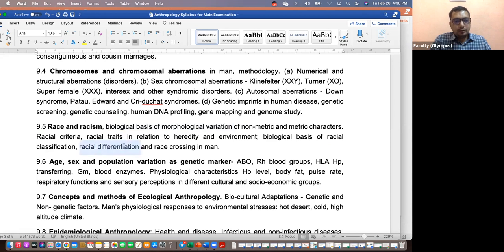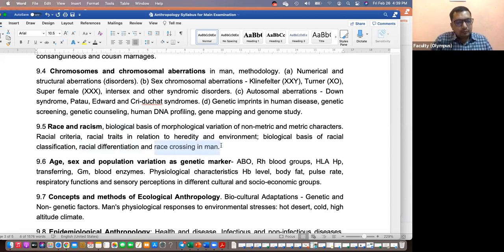Then we have two short notes, like racial differentiation. In a way, again, we are referring to the same thing. It is very redundant in the syllabus. They're asking how you differentiate races, what the criteria for racial differentiation are. We differentiate them based on some distinct characteristics, right? So racial differentiation also refers to that. Plus, race crossing in man.